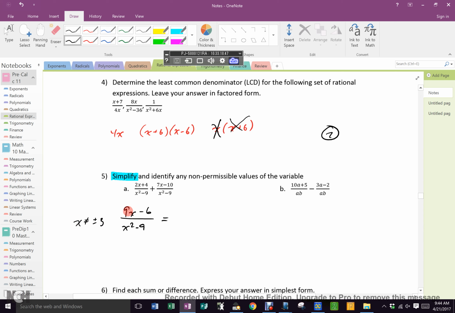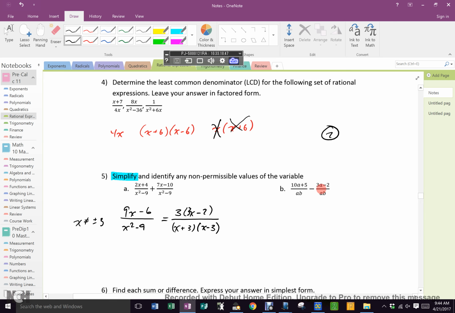Then I simplify. What's coming out of the top? 3. So 3x minus 2 over x plus 3, x minus 3. Good? Any questions? Can I do anything more? No canceling, right? So we're done.